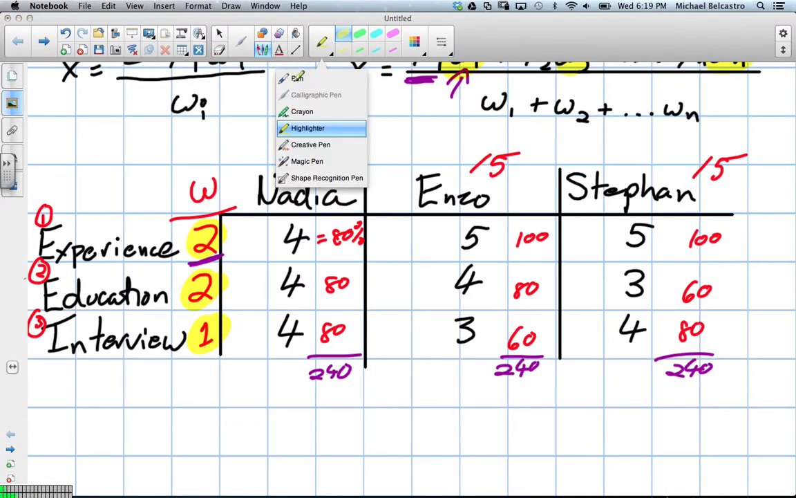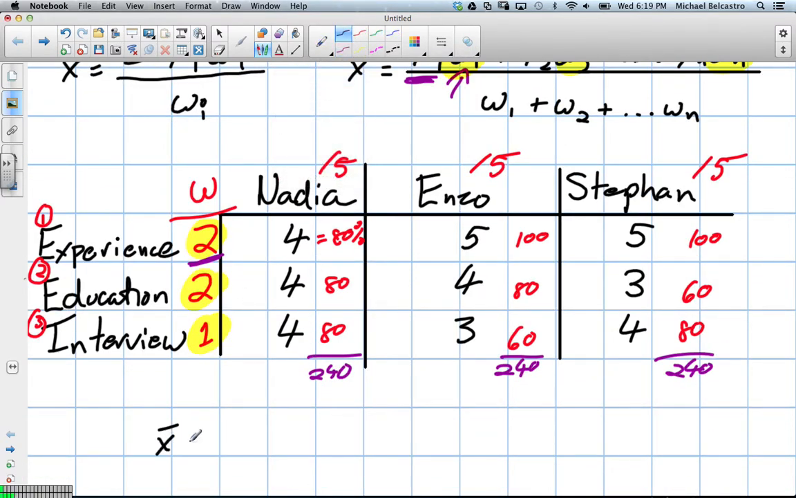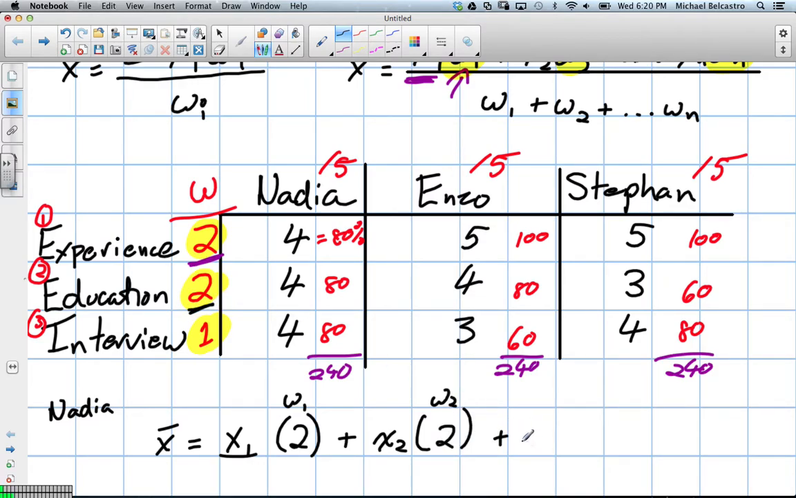So in other words, when I go to find the mean, X bar is equal to whatever my first value of X is for Nadia, and we'll find them for all. So this is just for Nadia, her average score. We've got to figure out what X1 is, but we know the weighting of 1 is a 2. Okay, this is our W1. Plus X2 is unknown to us, but it's going to be multiplied by our weighting. Our second weighting is also a value of 2. And finally, the last one is X3. Well, our weighting is only a 1 for that one. That's our W3.